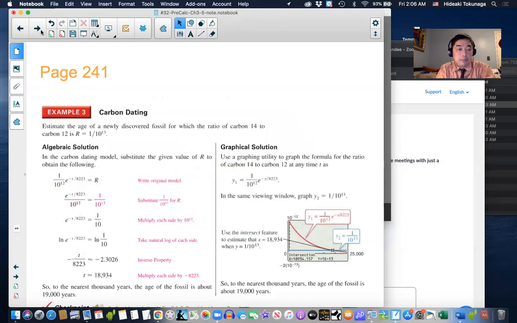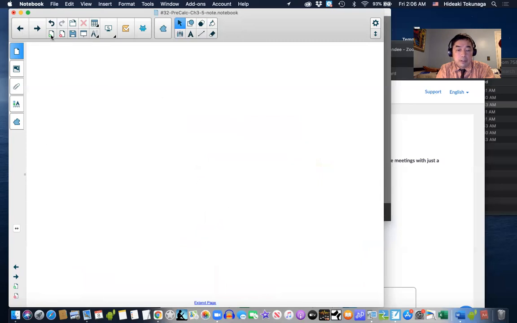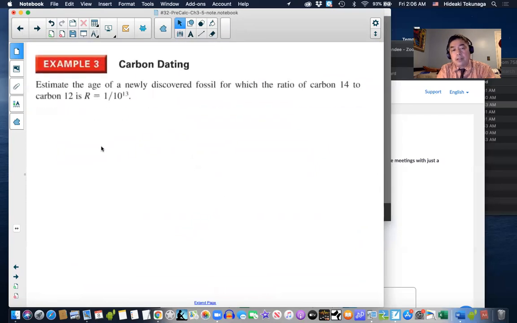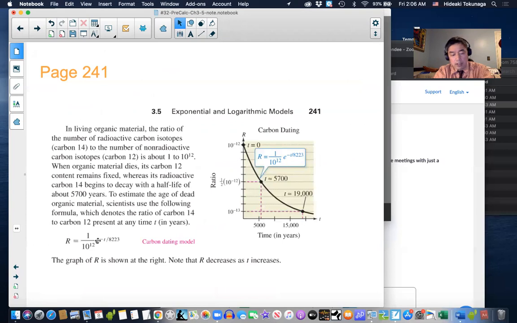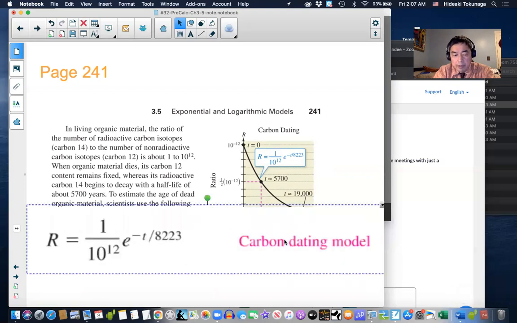Let's see. Okay, so now estimate the age of the newly discovered fossil for which the ratio of carbon-14 to carbon-12 is R equal to 1/10^13. So this was the formula they gave us, and we have to plug into this.